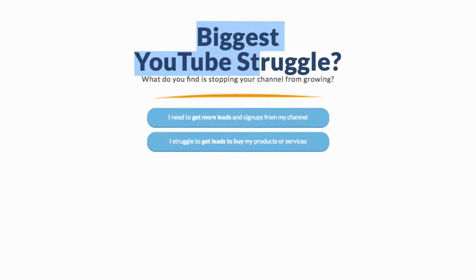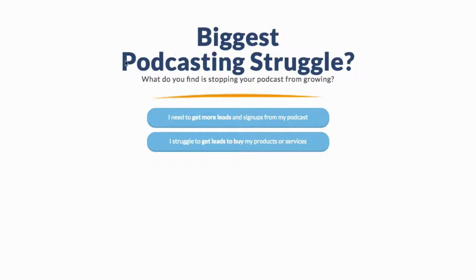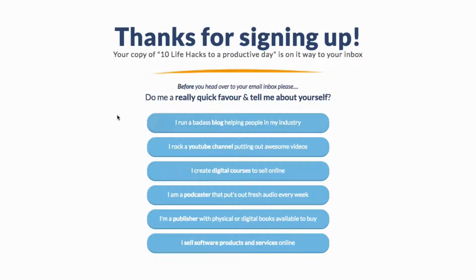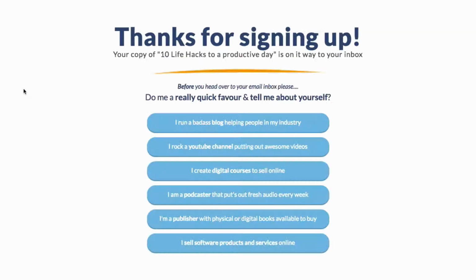So if I refresh this page again, let's say I selected I'm a podcaster, it's going to come up with a podcasting secondary question. If I go back again, I think you're getting the idea, say I run a blog, it's going to come up with the biggest blogging struggle. So the way this works is using conditional logic. So based on the answer they select, they get sent to a specific question. I'm going to show you how to do this inside SurveySlam.